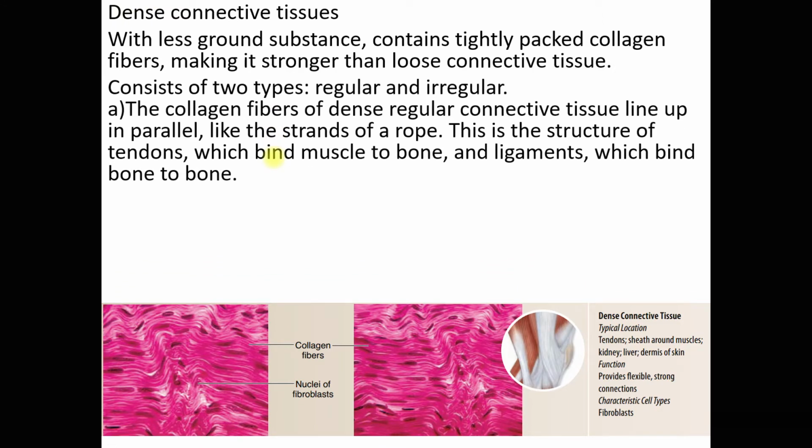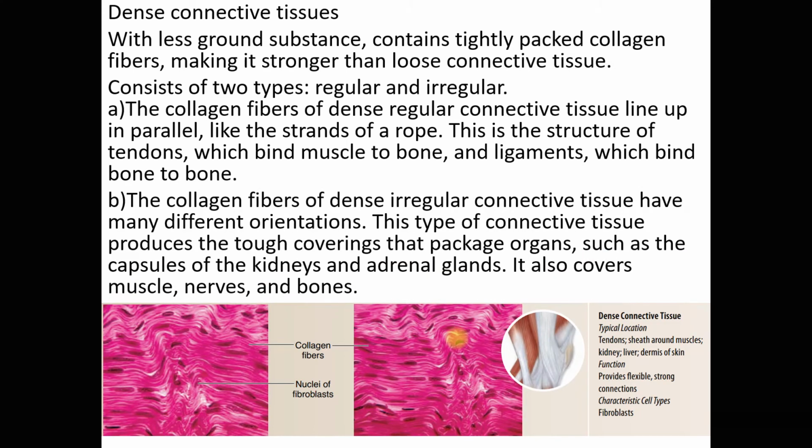Now, there are two types of dense connective tissues, the regular and irregular. For the dense regular connective tissue, there are collagen fibers that line up in parallel, like what you're seeing here. Line up in parallel, like the strands of a rope. This is the structure of tendons, which bind muscle to the bone, and ligaments, which bind bone to bone.